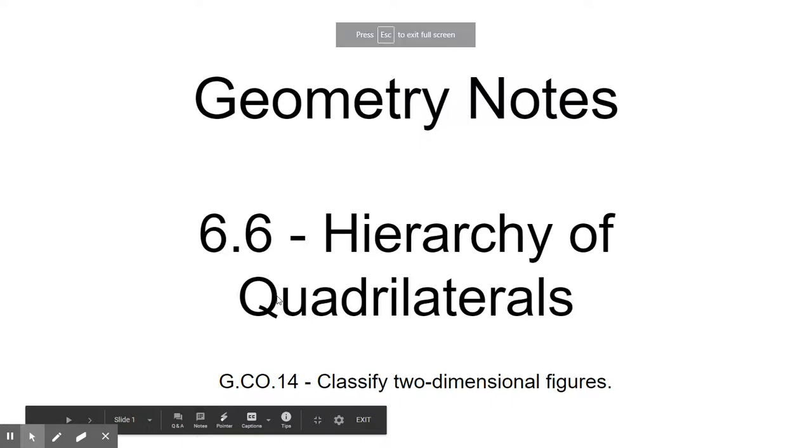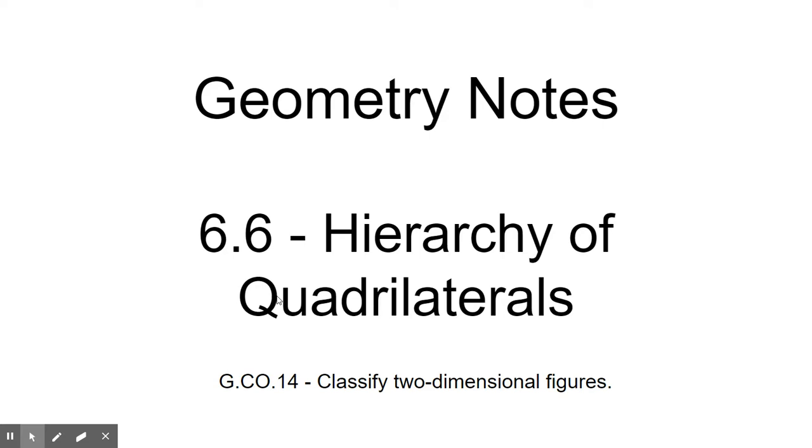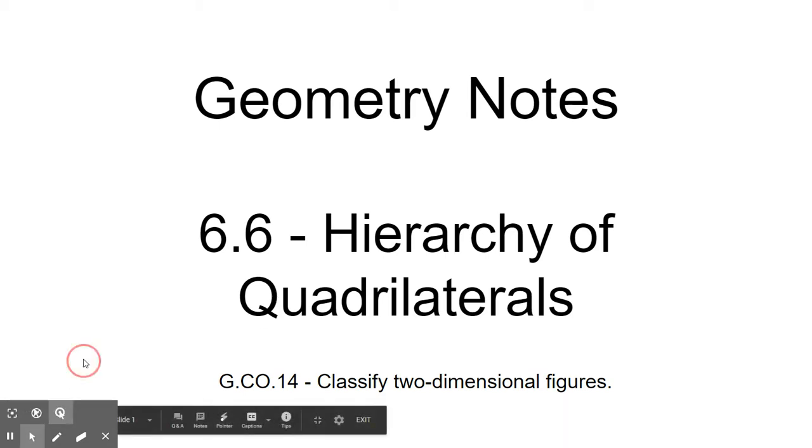All right, so 6.6 is sort of like our summary section. Now, it's going to introduce us to 2 or 3 more figures that are quadrilaterals. But again, they're not very important to us going forward, but I do want to mention them. And then we're going to talk about this hierarchy of quadrilaterals, which I think is so important, okay?